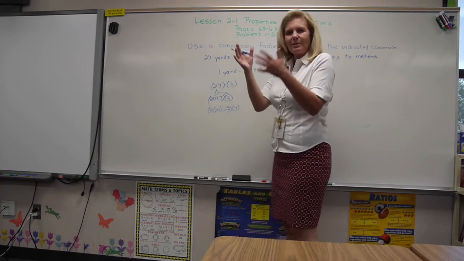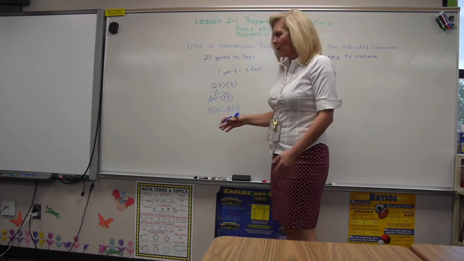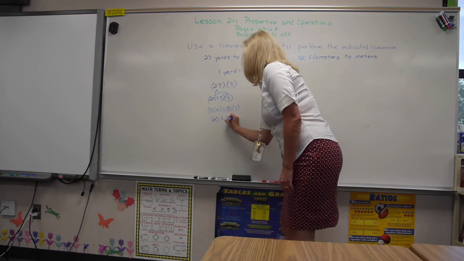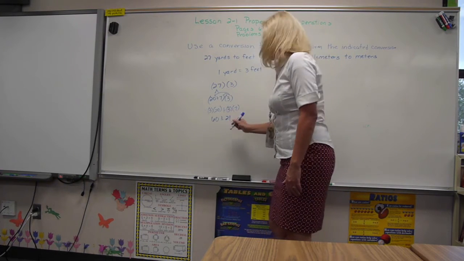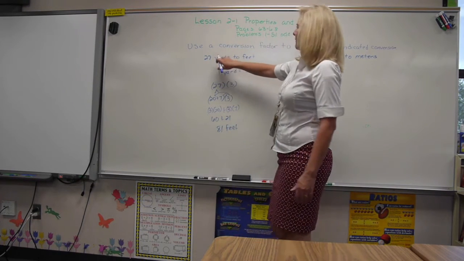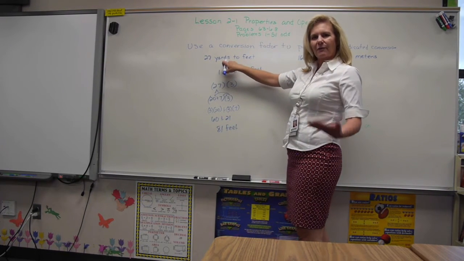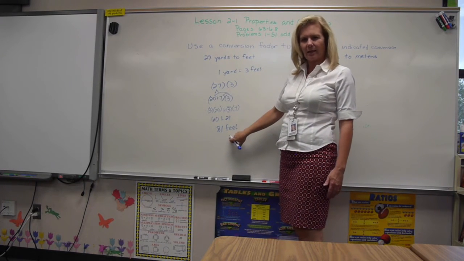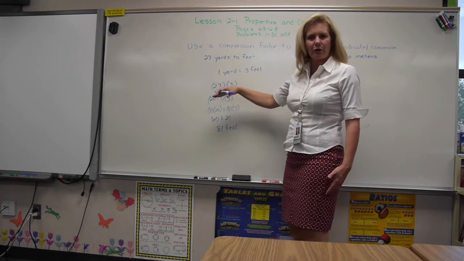So I'm moving those numbers. I'm using that commutative property again. So 3 times 20 is 60, and 3 times 7 is 21. So 60 plus 21 is 81 feet. So for every 27 yards, if I converted it into feet, that would be the equivalent of 81 feet. So don't get confused by the conversion factor.